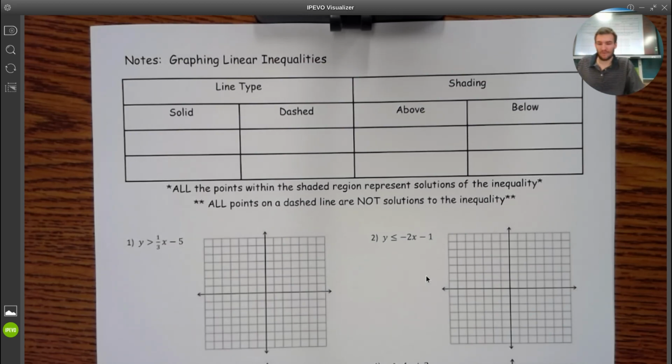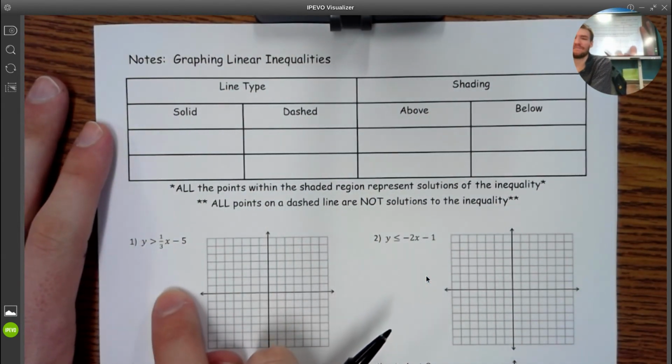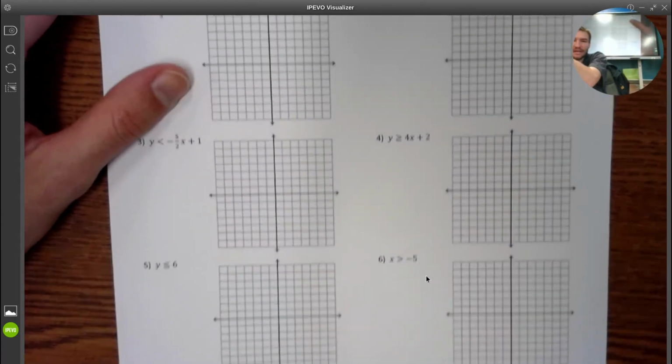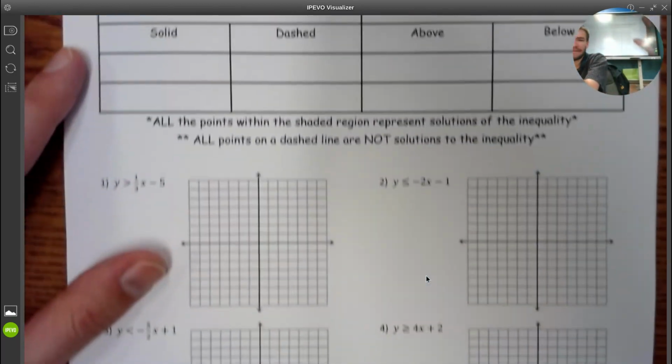Review of graphing linear inequalities. Just a review, getting ready for Monday. This is where instead of working with equal signs, we're going to be working with our different inequality signs. If you look at all 6 of these questions that we're going to look at very briefly, they don't have equal signs, they have inequalities.